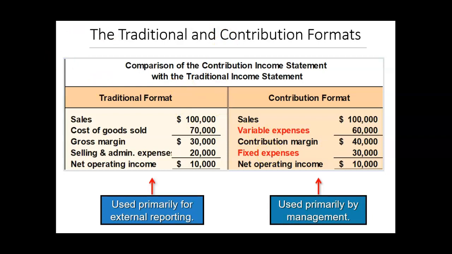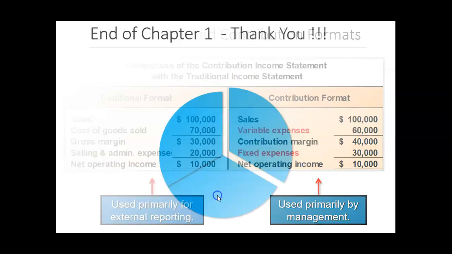So we prepare the income statement internally. We'll use what's called the contribution format, which separates the variable expenses from the fixed expenses. The traditional format is sales less cost of goods sold to get your gross margin, less your non-manufacturing expenses to get your net operating income. They both give us the same end result. It's just a different format from the traditional compared to the contribution format.